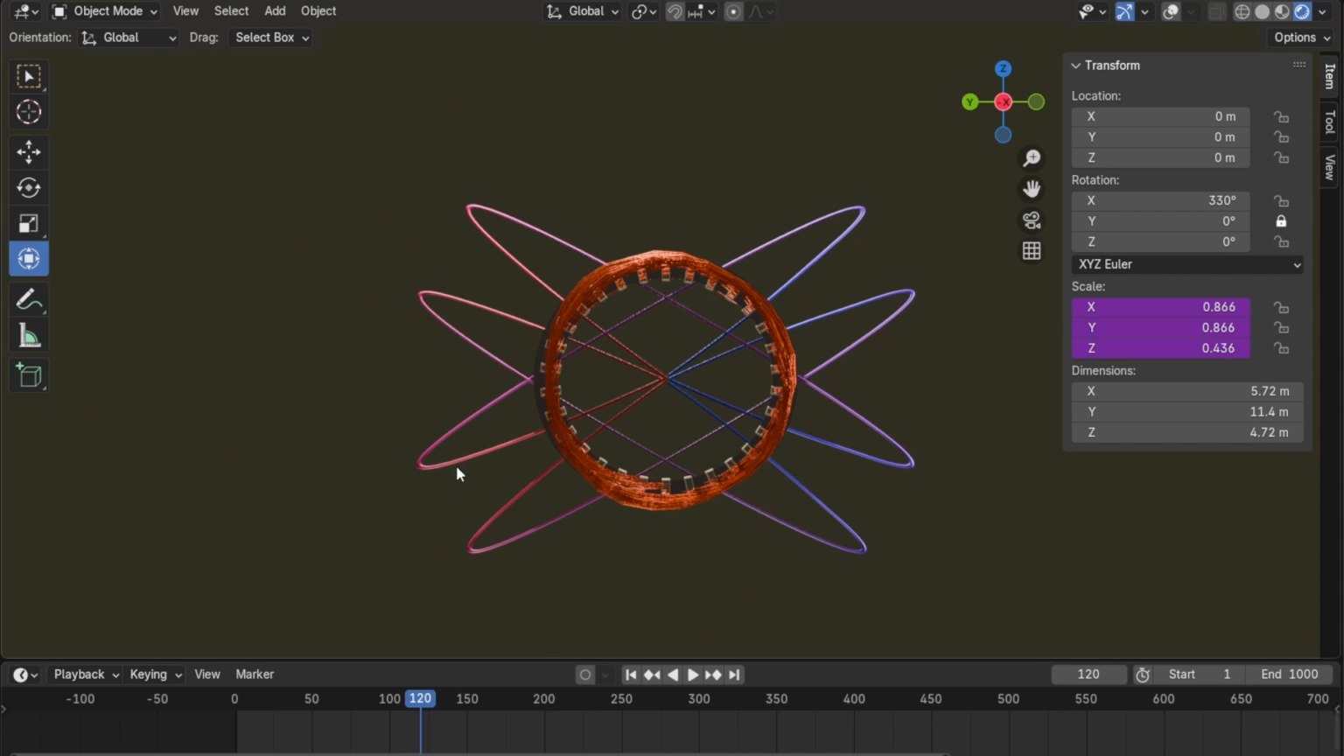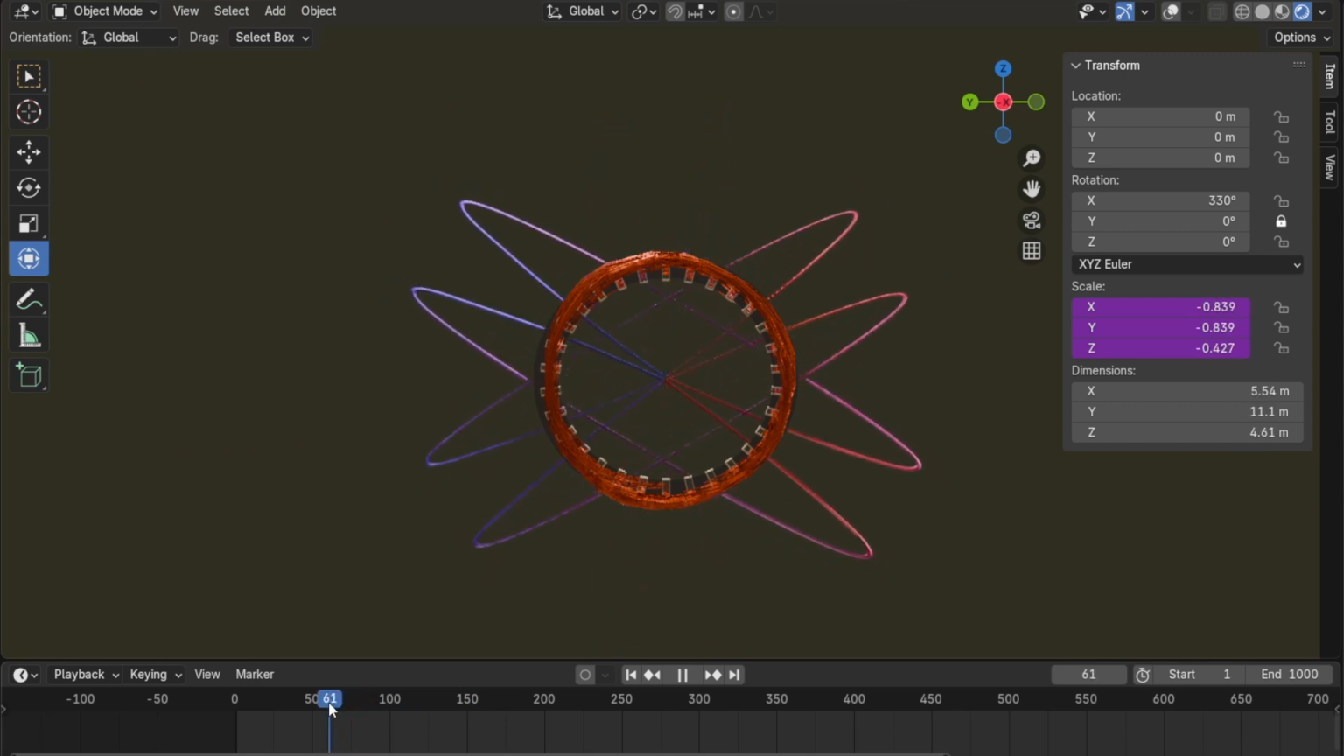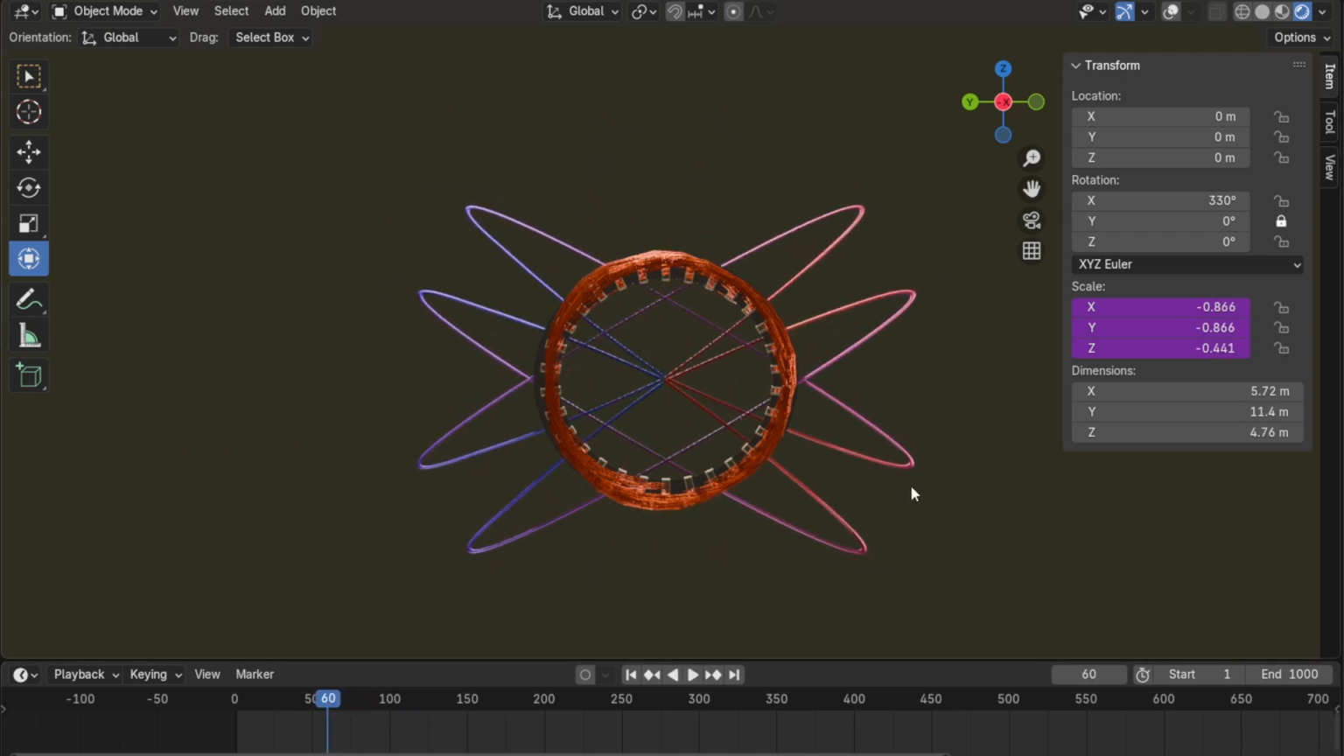And that tells you, once again, that this is a two-pole motor, because it takes one full AC cycle to create one revolution of this magnetic field. And if we go halfway, to frame 60 right here, our magnetic field is inverted. That tells us that we're halfway through the cycle.